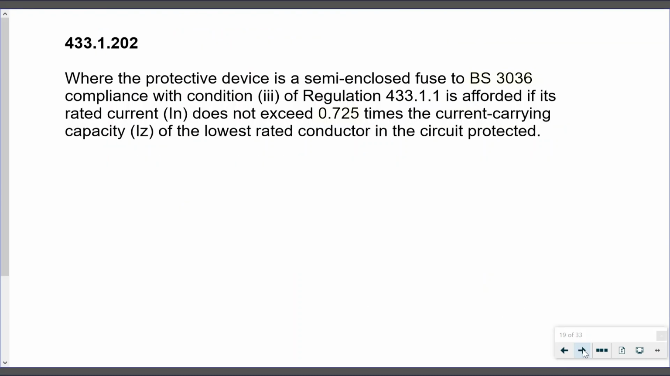Whereas if we went down the more specific regulation route, 433.1.202, it says if we've got a semi-enclosed fuse, the rating factor that we use is 0.725 times the current carrying capacity of the lowest rated conductor in the circuit protected. Okay, so there's a couple of ways in which we can find that answer.